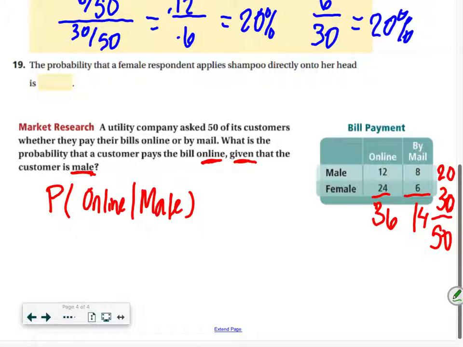Okay, so what's the probability? Well, you tell me what goes on top. Probability of males that pay online, which is 12. 12 over total males, which is 20. Look at my calculator. And what do I get for percent? 60%.